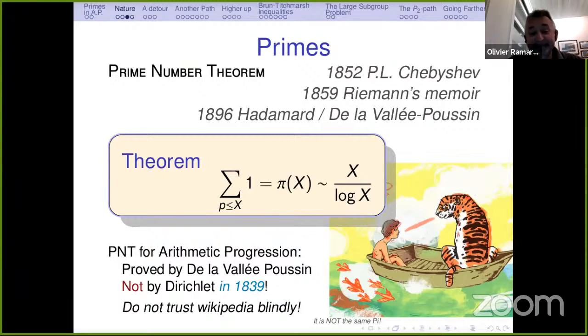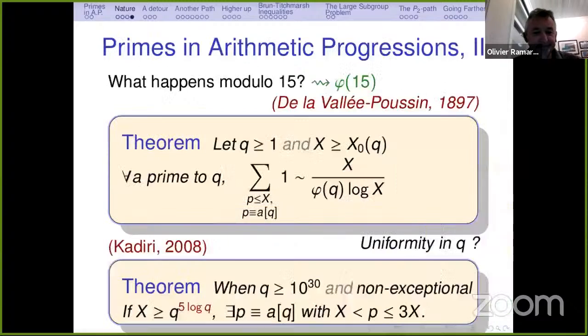It's only in 96, so 60 years after Dirichlet, that we proved the prime number theorem. And then the equivalent for arithmetic progression was proved by de la Vallée-Poussin some years later, essentially in the same year. De la Vallée-Poussin had not finished his PhD when he proved the one for arithmetic progression. So I'm using Wikipedia a lot, and I'm trying to correct Wikipedia when I can, but just be a bit careful about what Wikipedia says.